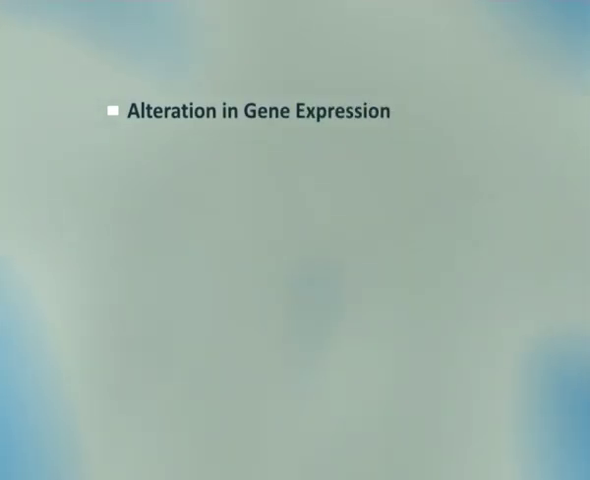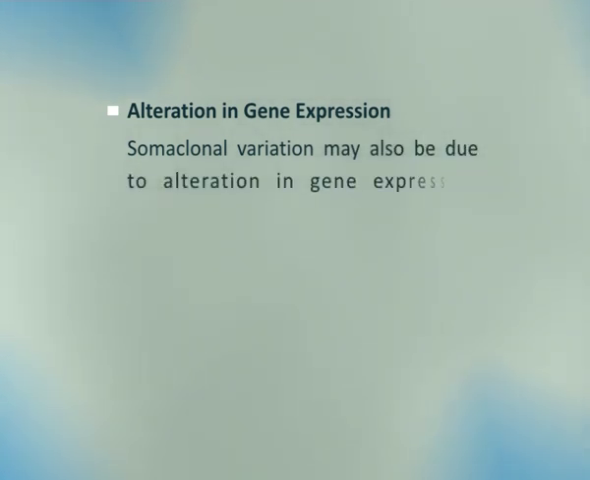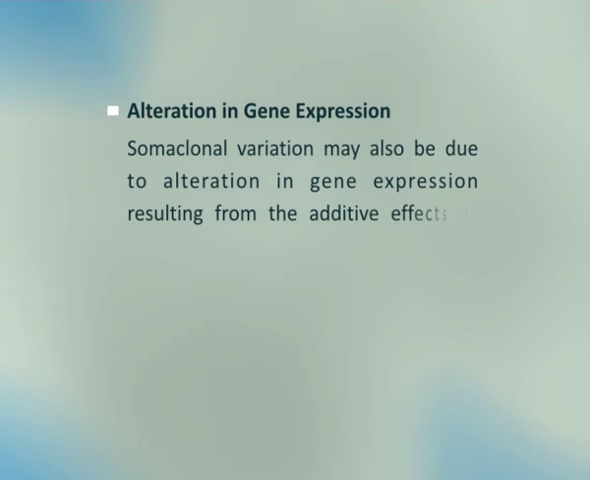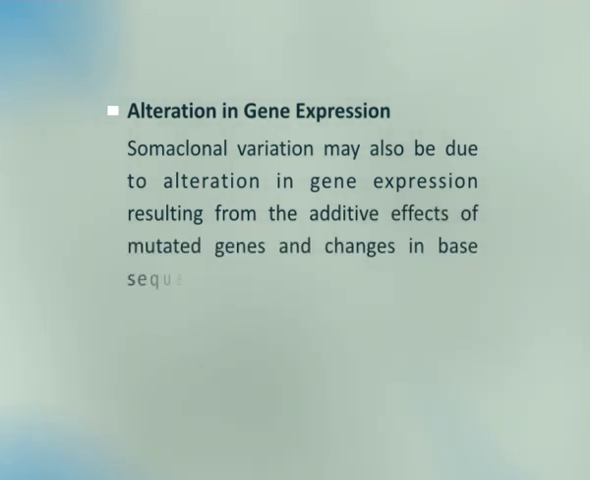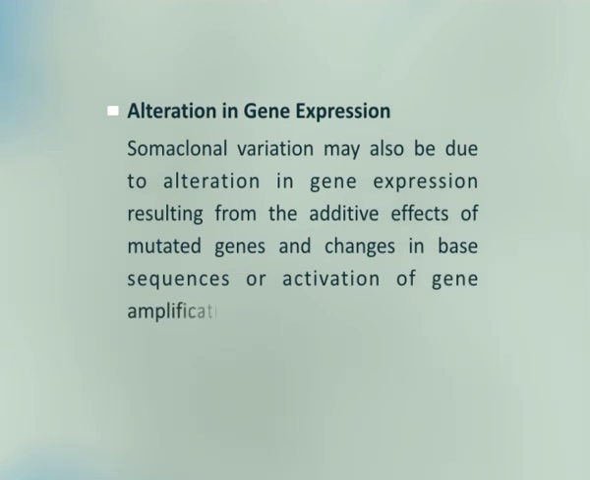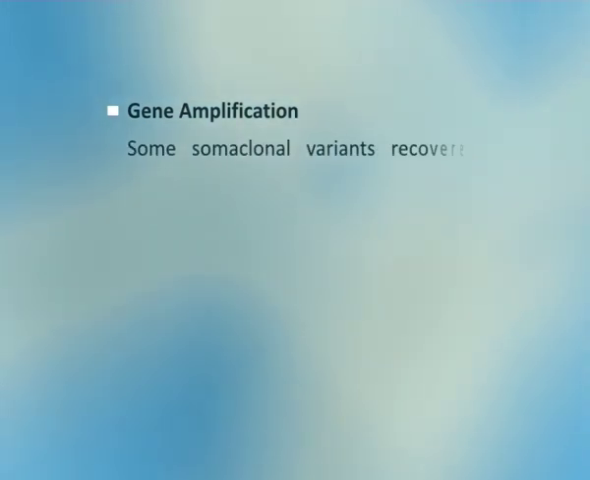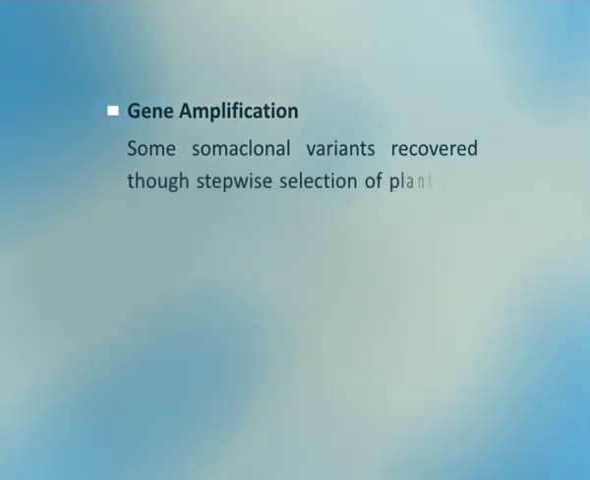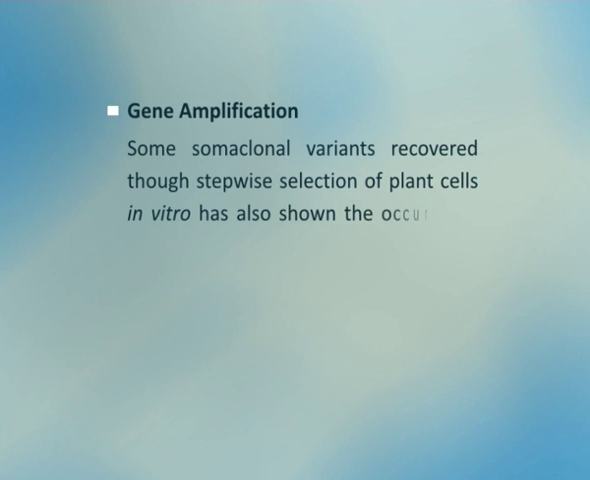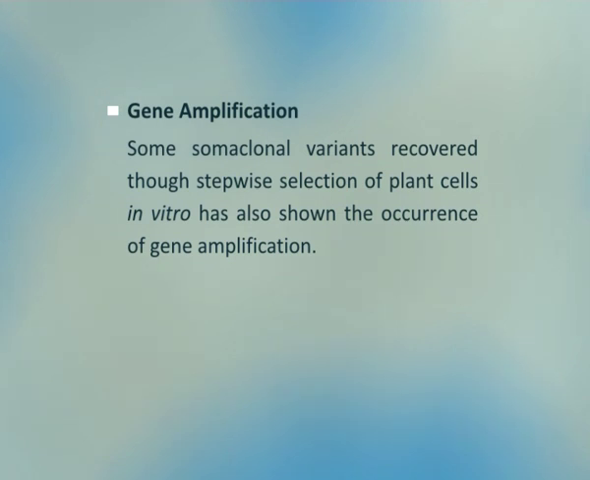The fourth source is alteration in gene expression. Somaclonal variation may also be due to alteration in gene expression resulting from the additive effects of mutated genes and changes in base sequences or activation of gene amplification. The fifth source is gene amplification. Some somaclonal variants recovered through stepwise selection of plant cells in vitro has also shown the occurrence of gene amplification.